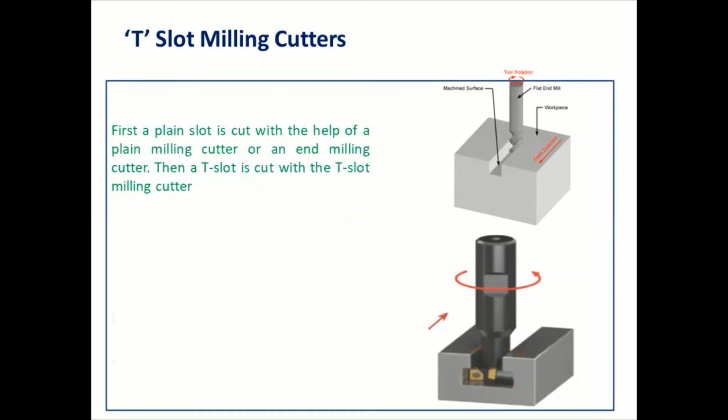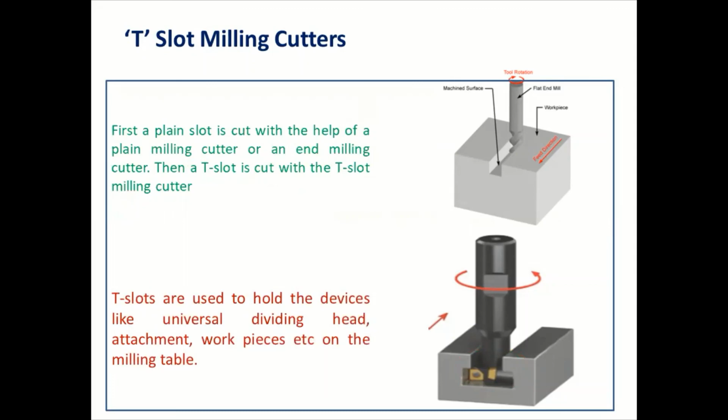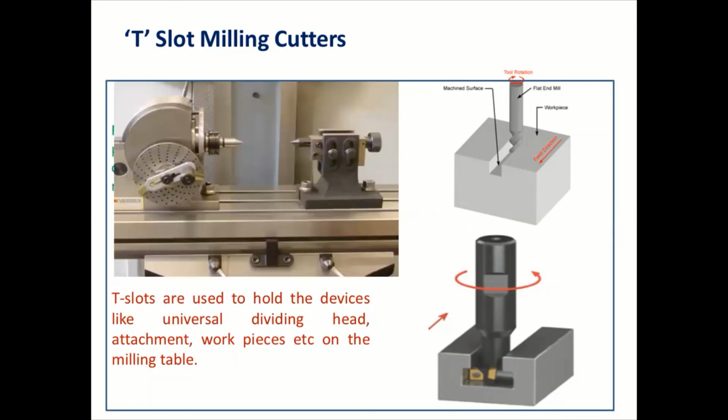T slots are used to hold a device like a universal dividing head, attachments, or workpiece on the milling table. Here I'm showing the application part. Once you make a T slot on the table, this is the universal dividing head, which with the help of nut and bolt we can hold. And here you can also see a tailstock like the one we use on the lathe machine. Here also we are holding it with the help of nut and bolts by using this T slot, or you can directly hold the workpiece also.